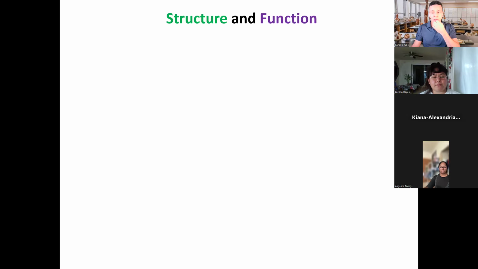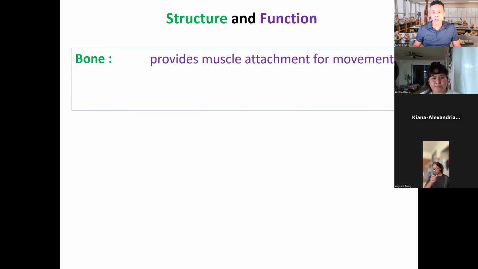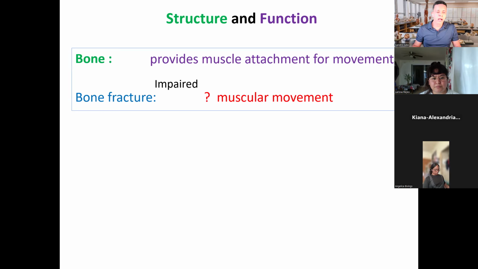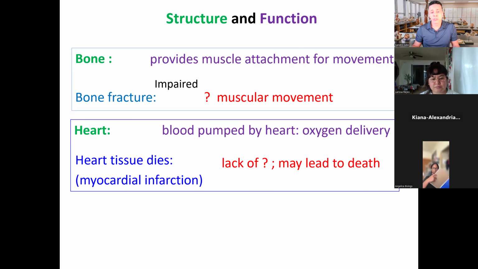So we were talking about function and structure, right? And I mentioned earlier that when the structure breaks down, the function is going to become compromised. So when we break a bone, that's going to impair our muscular movement. When our heart tissue dies, that is going to impair the distribution of oxygen all over the body. Okay? So they work very closely together, anatomy and physiology.